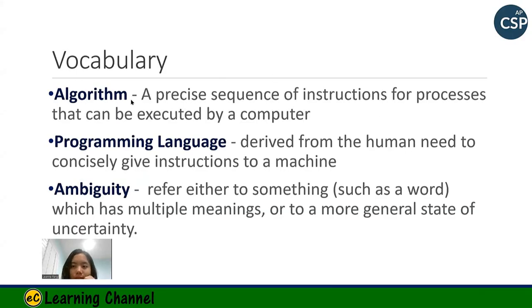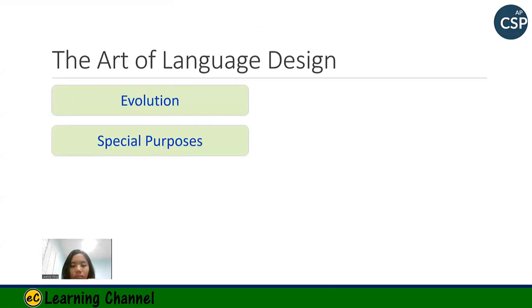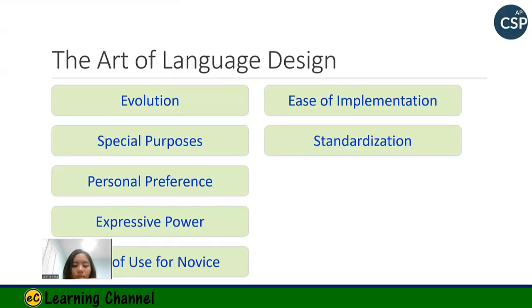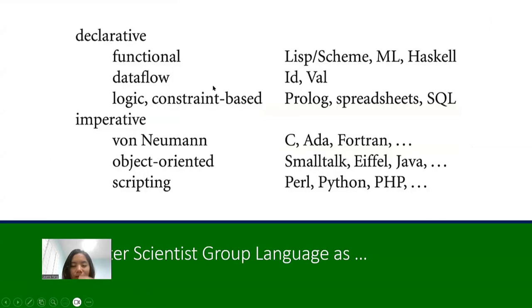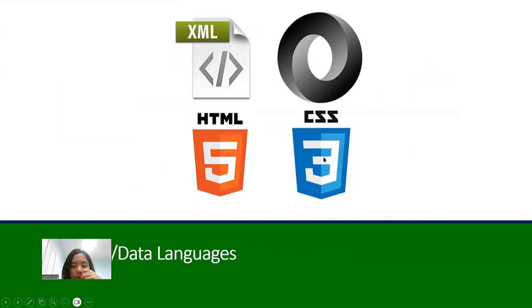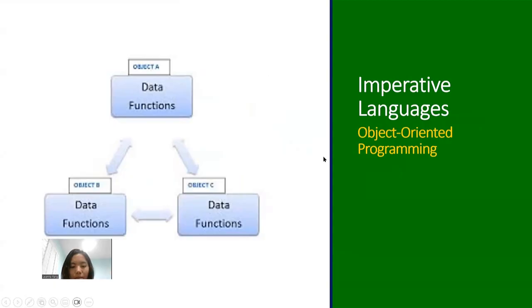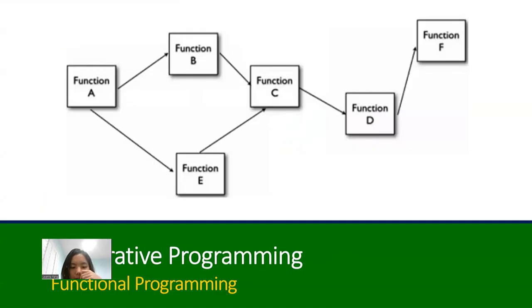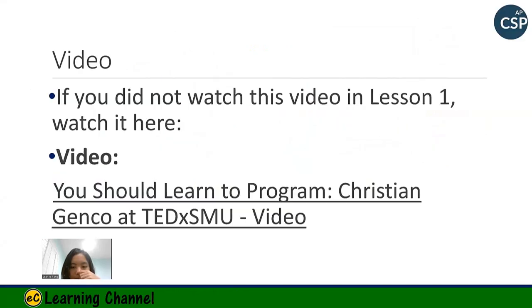Okay, so you need to know what an algorithm is, what a programming language is, what ambiguity is. Okay, I think it's okay. And then why you need to have a programming language, okay? Anyway, in this chapter, there are several types of programming language. I think this is okay. We don't test on these in the AP exam. These are extra materials. I don't think AP will do it.